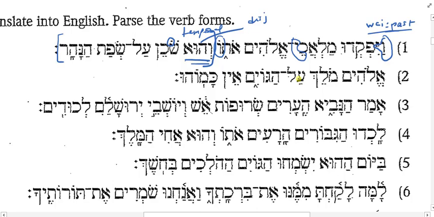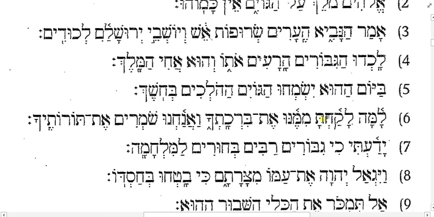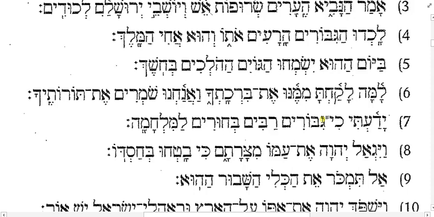Yeah, let's look at number 6. Number 6 has an interrogative word that we learned in just a prior chapter. What's lama mean? Why? Wherefore? What for? Why? Lakachta. There's my 3 root letters, lakach plus ta at the end.